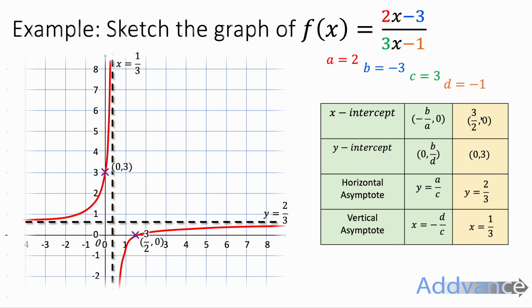The key is just to remember your equations for the x-intercept, y-intercept, and the horizontal and vertical asymptotes. You need to remember these pieces of information, and you can do that yourself.